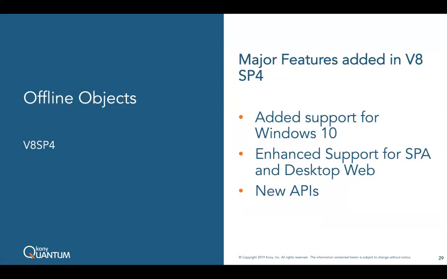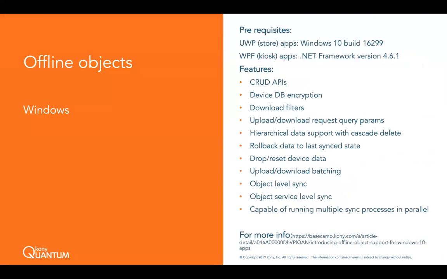So the major features that we added in V8 SP4 are, first off, support for Windows 10 apps that are built from Kony Visualizer. Several folks in the energy industry and others still use Windows as their primary platform. Now you can use Kony Visualizer to build offline object apps for Windows 10. We introduced support for SPA in SP3. We have enhanced that support for SPA in desktop web. And when we say desktop web, it even works for PWA. And we've also added new APIs for the existing Kony iOS and Android. So for Windows specifically, there are a couple of prerequisites.